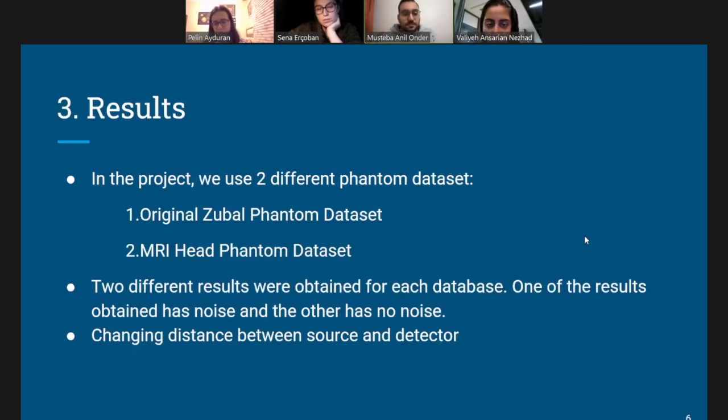In the project we used two different phantom datasets, the original Zubal phantom dataset and also the MRI head phantom dataset. Two different results were obtained for each of these datasets. One of the results obtained has noise and the other has no noise. Also the effects of changing the distance between the source and the detector are shown in the results.